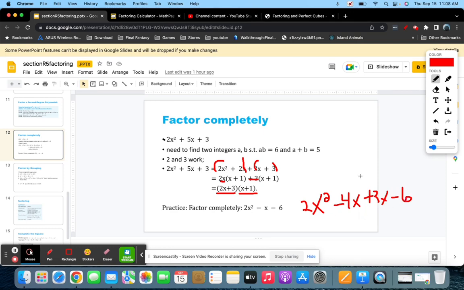All right, we do our grouping. 2x can pull out of these first two, and I'm left with x minus 2. 3 can come out of these second two, and I'm left with x minus 2. And then you put them together, and you get 2x plus 3 times x minus 2.